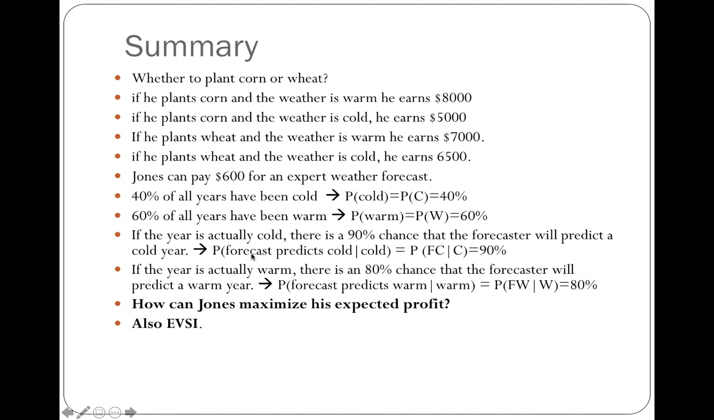Okay, so these are all what I got from the problem statement, and I just tried to write them as probabilities so that we have an easier time when we want to use them in the decision tree. And we want to know what is the best decision and what is the expected value of sample information. I strongly recommend you at this moment to pause the video and develop the structure of the decision tree.